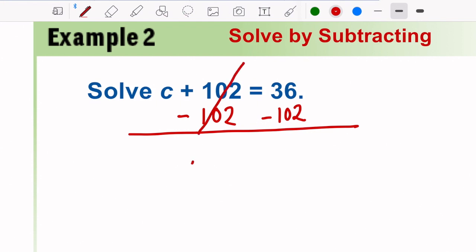So 102 minus 102 is equal to 0. And that's why we cross it out. We'll bring down the c, bring down the equal sign. And then 36 minus 102 is negative 66. But let's check our answer, see if we got it right.